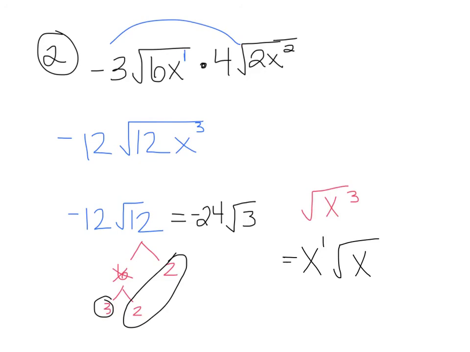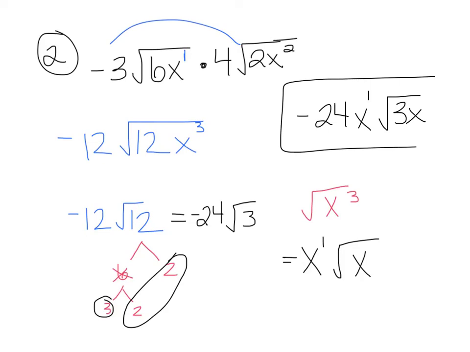And we're going to put everything together. So we're going to put our answer here and our answer here together. The stuff that's on the outside is a negative 24 and an x to the first. Underneath the radical, you have a 3 and an x. And there's your final answer.